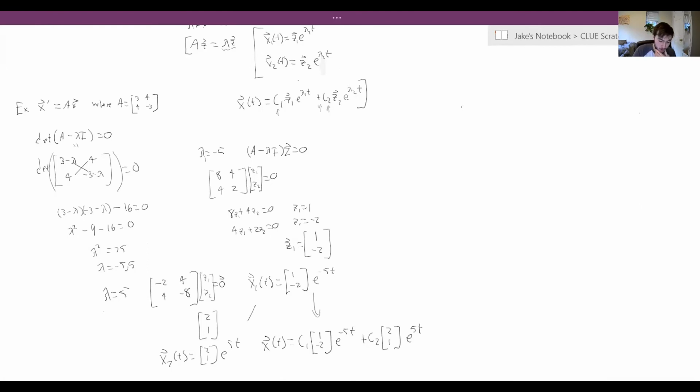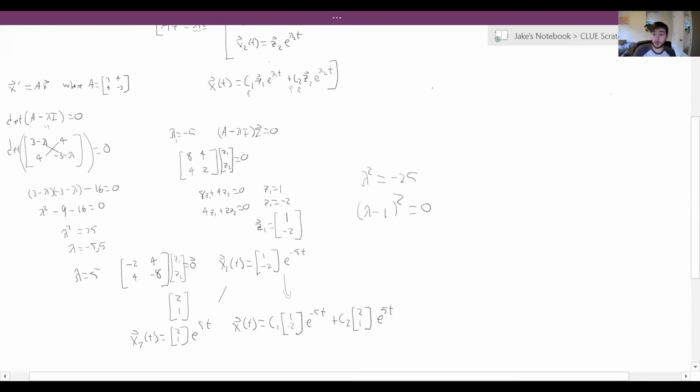Basically the idea is, what happens if you get lambda squared equals negative 25? Then you've got complex numbers. What happens if you have lambda minus 1 squared equals 0? Uh-oh, now you only have one eigenvalue. So we'll talk about those cases in sequential videos.